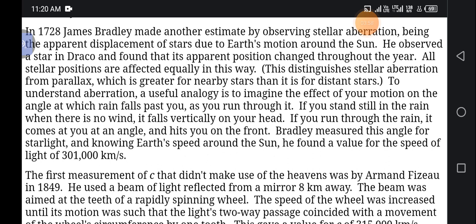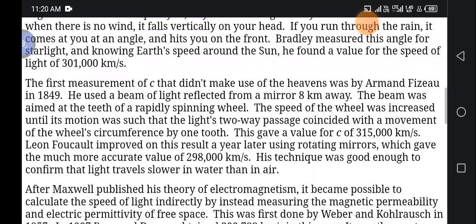Bradley measured this angle for the starlight, and knowing Earth's speed around the Sun, he found a value of the speed of light of 301,000 km per second.